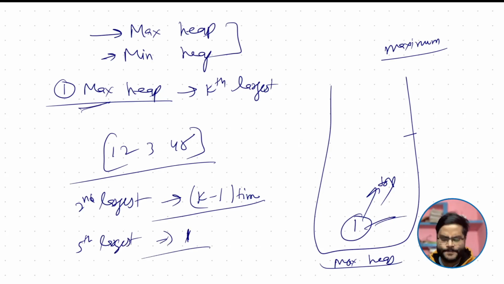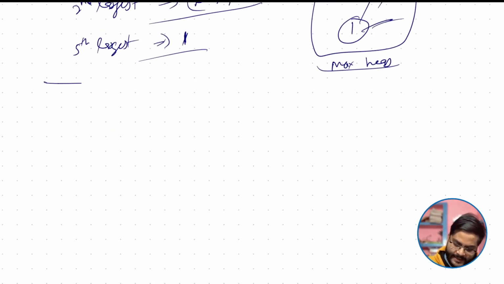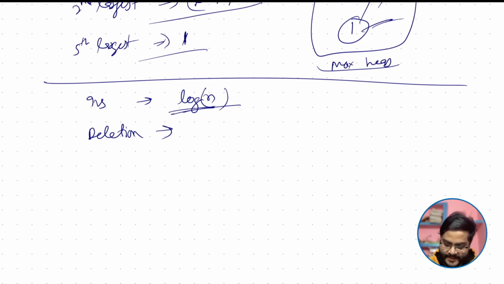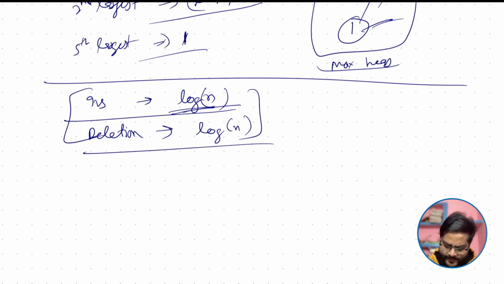But we know that insertion in a heap takes log n time. Each insertion in a heap takes log operation. And each deletion operation takes log n time. So we are inserting n elements in max heap.